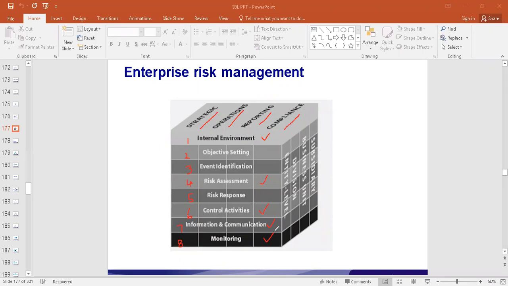So we have a framework in terms of risk response, the SARA framework. We will see that also. Now, there is one area which is added, which is strategic. So in terms of strategy, objective setting, what is the objective that has to be achieved, that is also included. So it is easy to remember the framework of internal control and the framework of ERM.